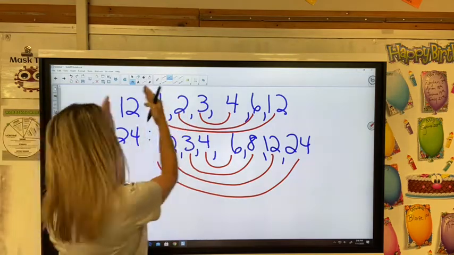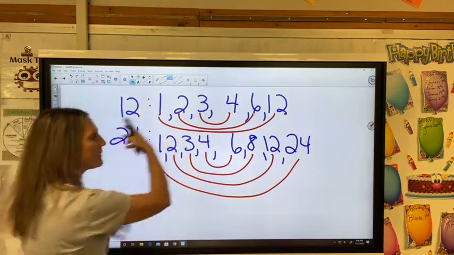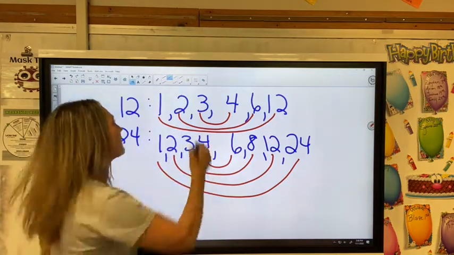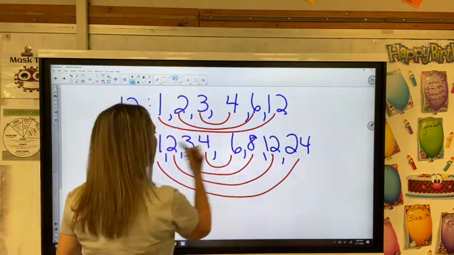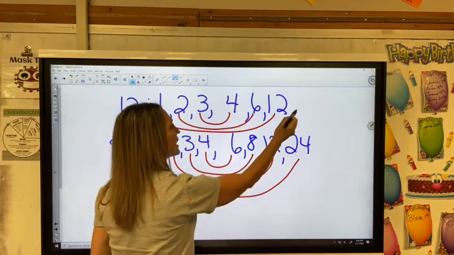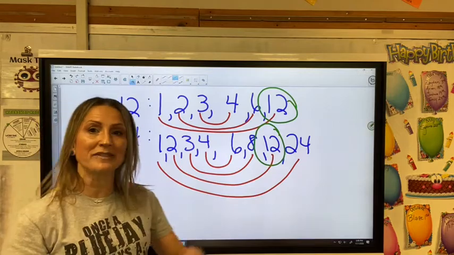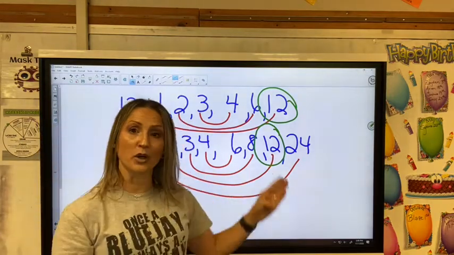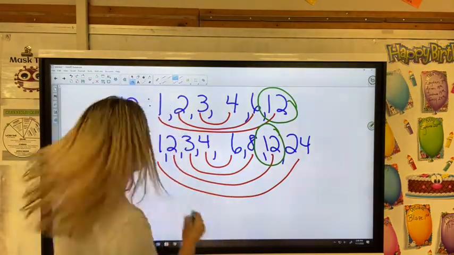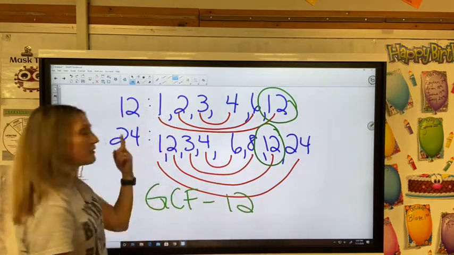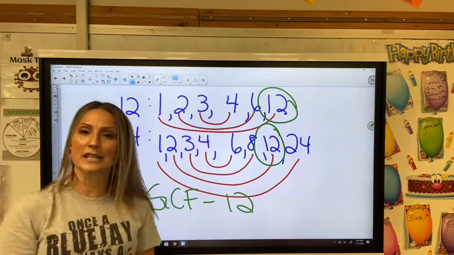I then look at these two numbers, 12 and 24, and I say, hey, what is the largest number they have in common? You look down them, and I hope, 6th graders, you say right there, the number that looks like they have in common that is the largest is the number 12. So the greatest common factor that 12 and 24 have in common is the number 12.